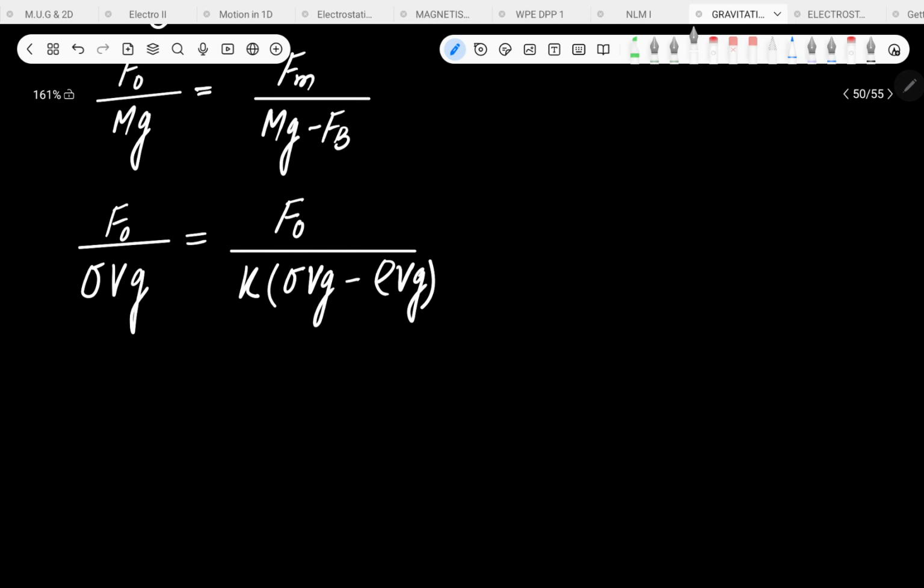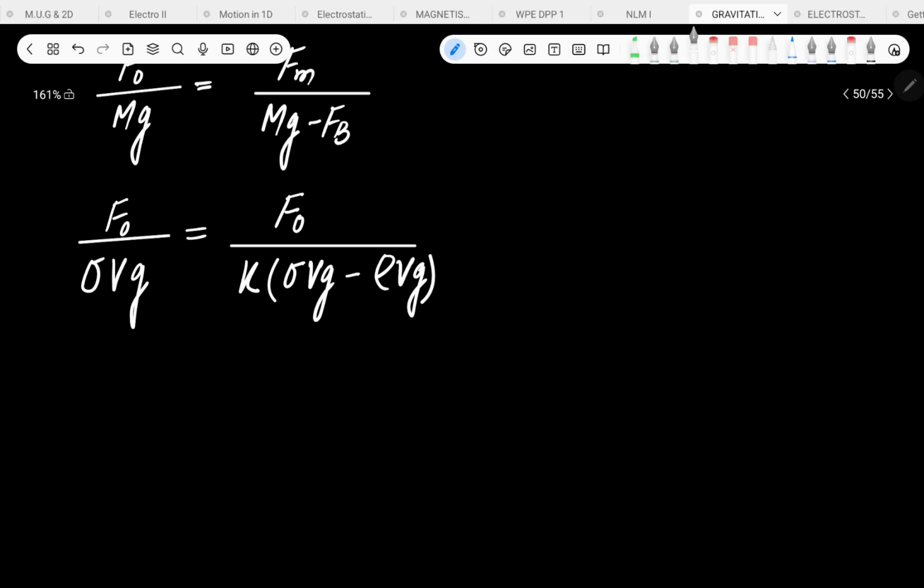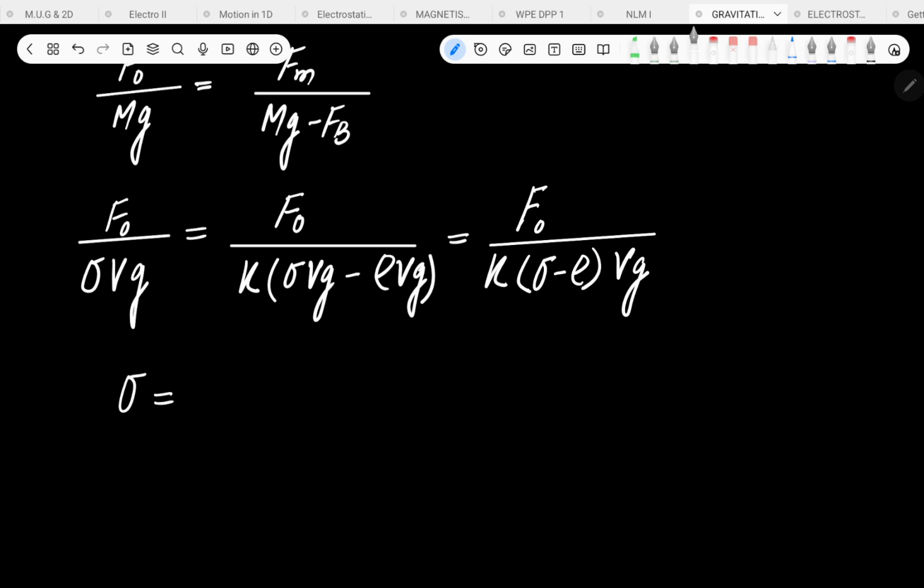So see that from this equation, this F naught is equal to F naught, this VG will cancel, so simply we are left with this, that sigma is equal to K multiplied by, or I can write it like this also, so that it becomes more clear to you, F naught divided by K into sigma minus rho into V into G. Okay, now in this equation, see what cancels: this F naught and F naught are going to cancel each other, this Vg and Vg are also going to cancel, which means that this sigma has to be equal to K into sigma minus rho, and we are done with the problem.